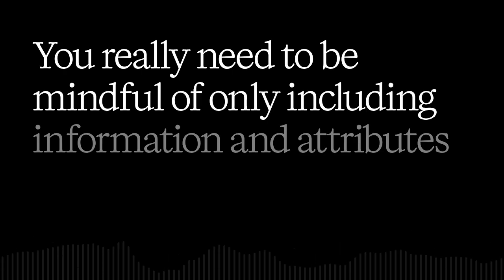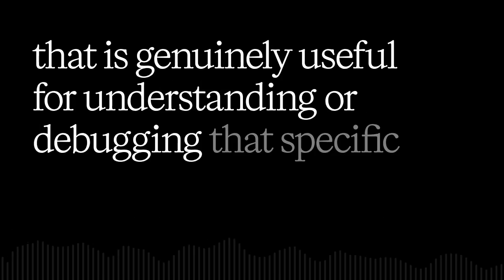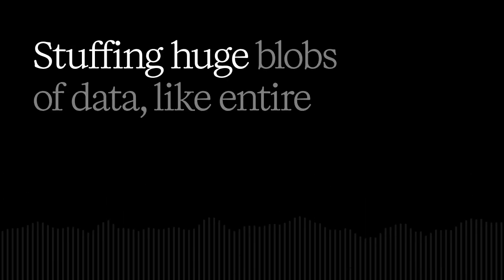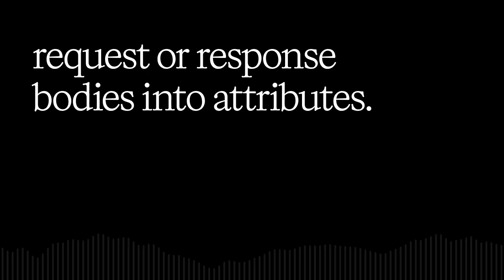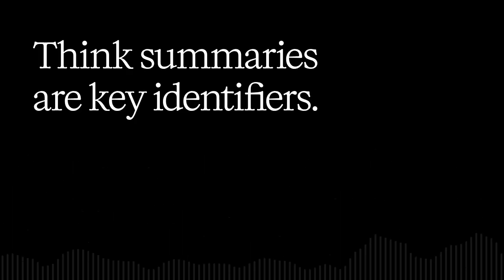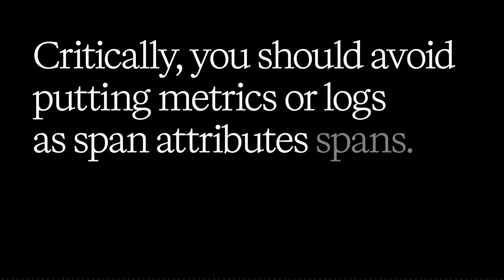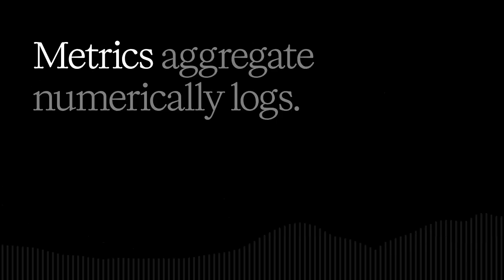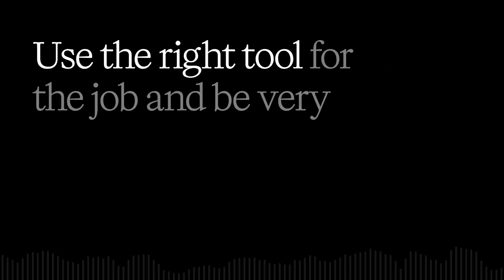And then there's relevance. You really need to be mindful of only including information and attributes that are genuinely useful for understanding or debugging that specific unit of work. You generally want to avoid stuffing huge blobs of data, like entire request or response bodies, into attributes. Think summaries or key identifiers. Critically, you should avoid putting metrics or logs as span attributes. Spans describe what happened and why. Metrics aggregate numerically. Logs record discrete events. Use the right tool for the job.